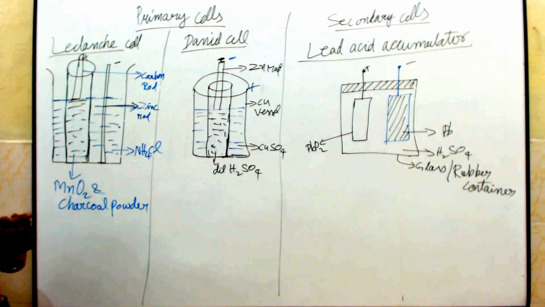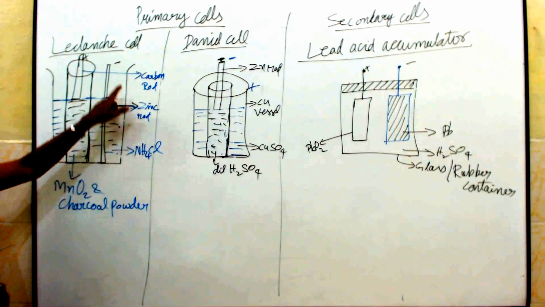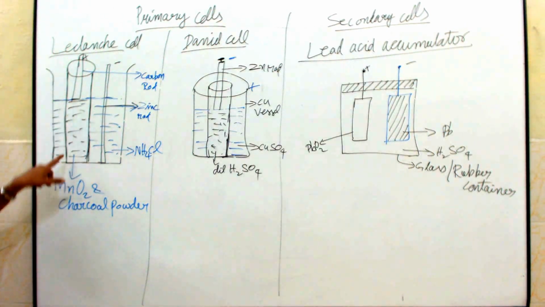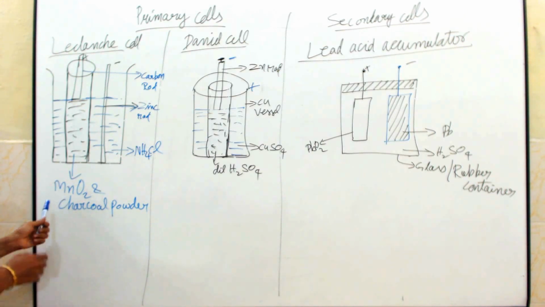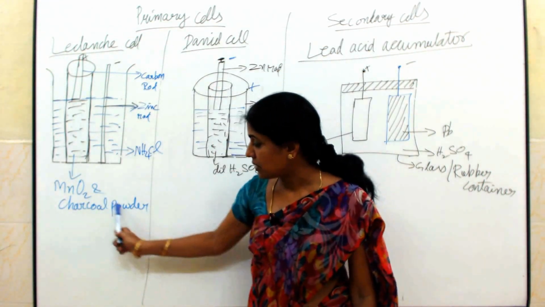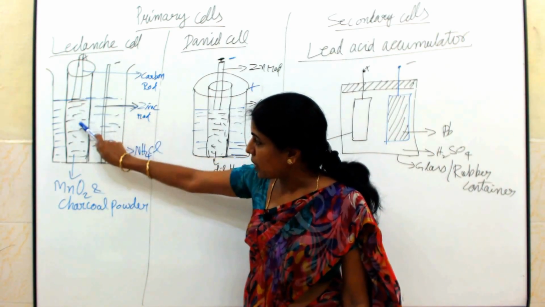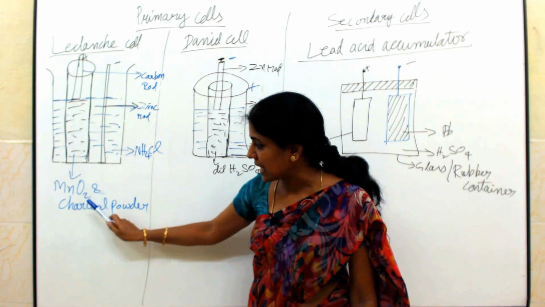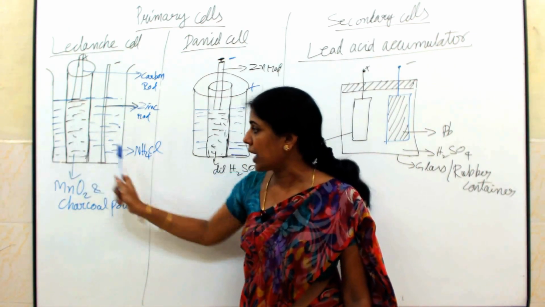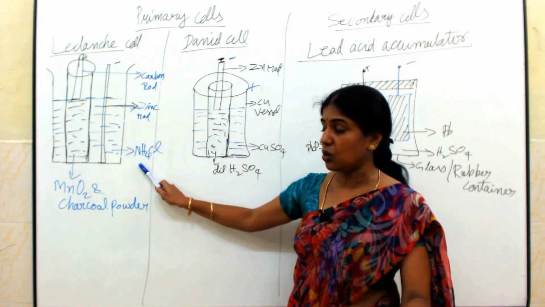So first we will discuss the working of this Leclanche cell. Here it consists of a glass vessel in which a porous pot is dipped. This porous pot contains manganese dioxide, MnO2, and charcoal powder. So the porous pot contains a mixture of manganese dioxide and charcoal powder. It is immersed in the electrolyte called ammonium chloride. This is the electrolyte. First make a note of it.